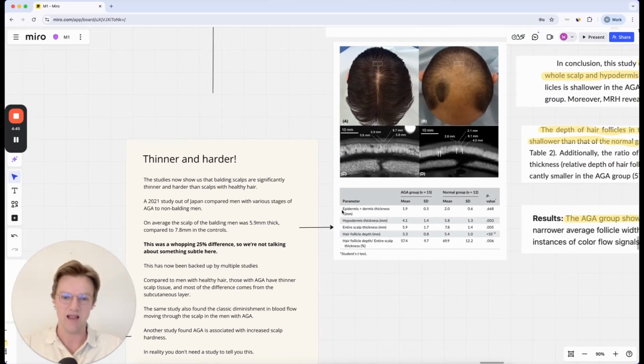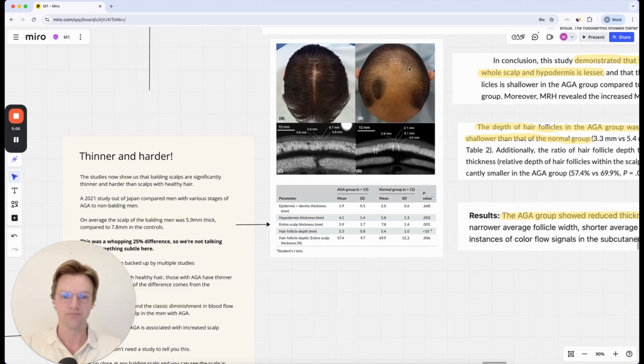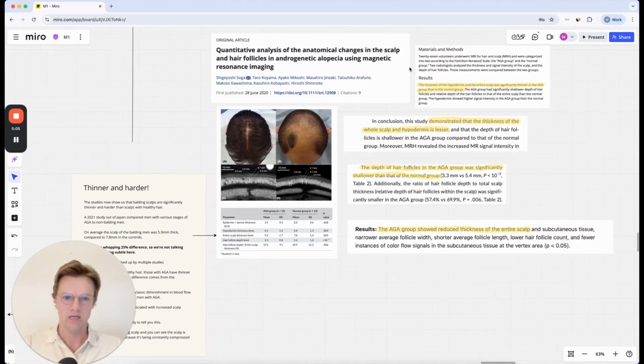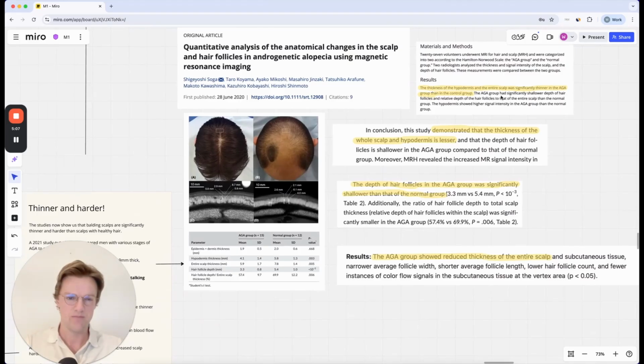And you can see those different layers that we talked about, the epidermis and the dermis, and then the hypodermis. So the total scalp thickness in the AGA group, 5.9, and in the normal group, 7.8. And you can see that they measured it in the exact same place every time. So really, really interesting. And you can see some of the quotes from these studies, right?